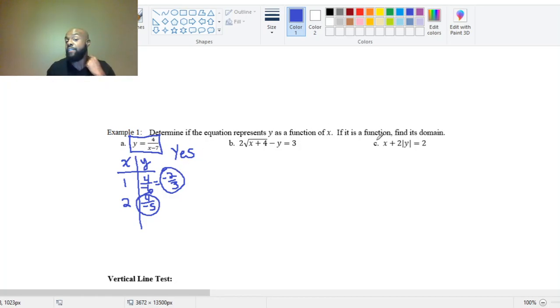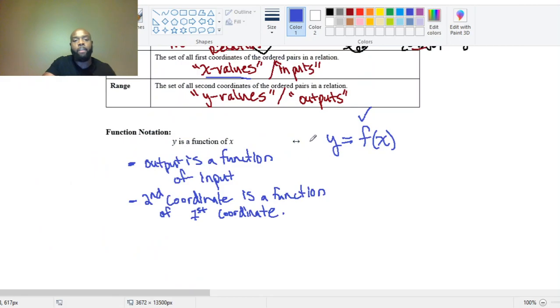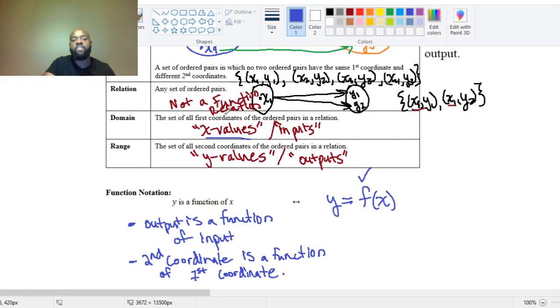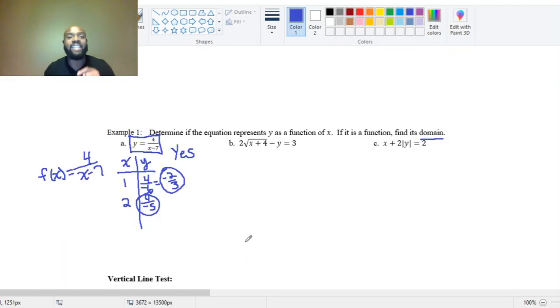Now it says if it is a function, find its domain. So when we know we have functions, we can actually use function notation. I can replace y with f of x and write this as 4 over x minus 7. I know it's a function. Now I'm going to go back to talk about this domain thing. I gave the definition of domain in terms of relations: it's your set of all first coordinates of the ordered pairs in your relation. When I'm talking about a function, it's the set of all x values or input values where your function is defined.